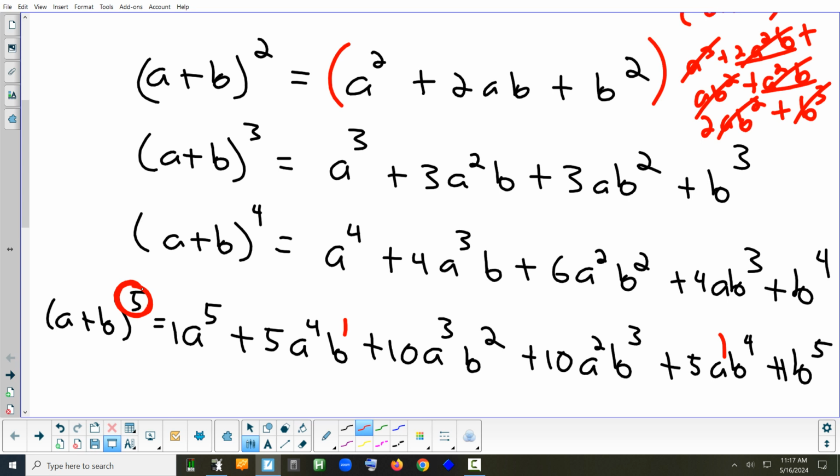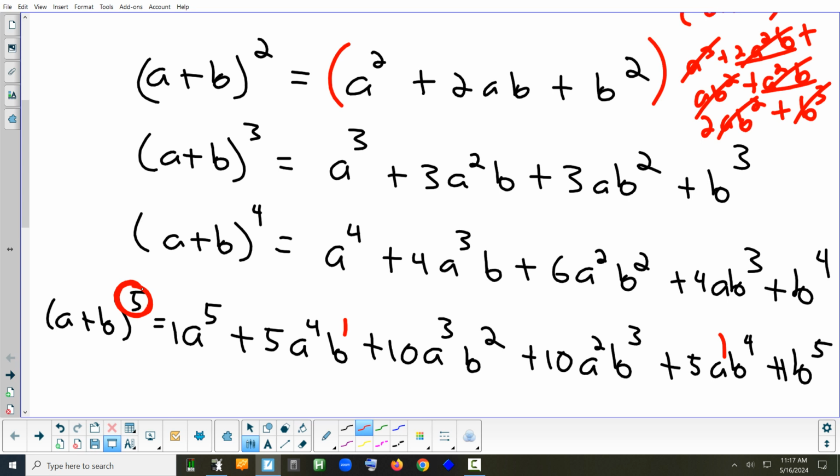One, 2, 1. Okay. What are the coefficients in the next one? 1, 3, 3, 1. And then the next one? 1, 4, 6, 4, 1. We saw those numbers before this week.